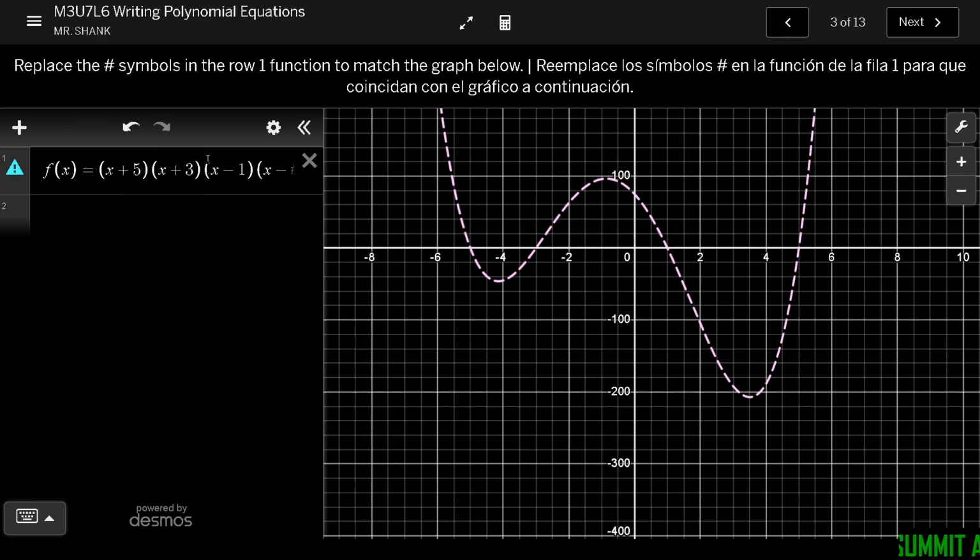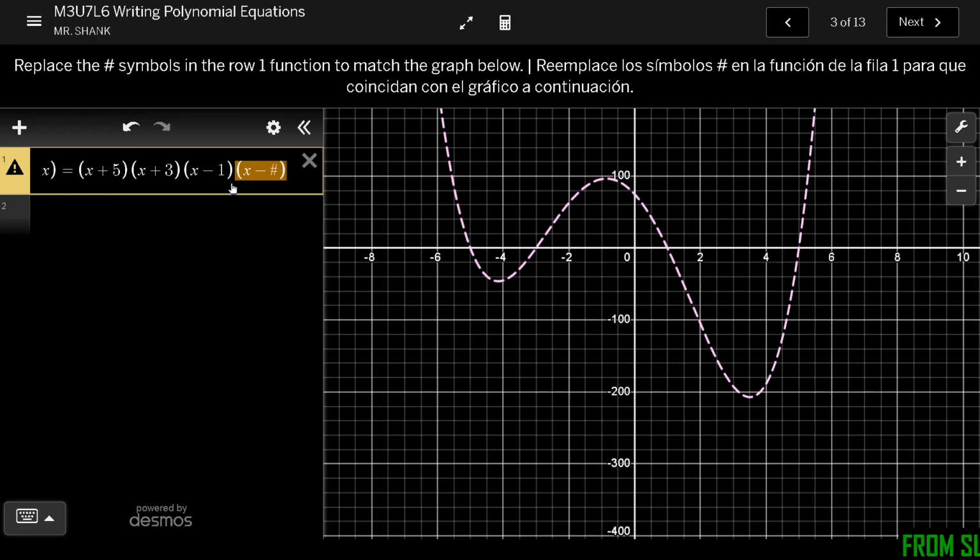Then, moving along on the function, I have x minus 1 in my equation, which means x is plus 1 on my graph. So it's a little bit harder to see, but I can find those points. And then for the last one, I have a blank here, so I need to say, well, what's in between 4 and 6? It should be 5.